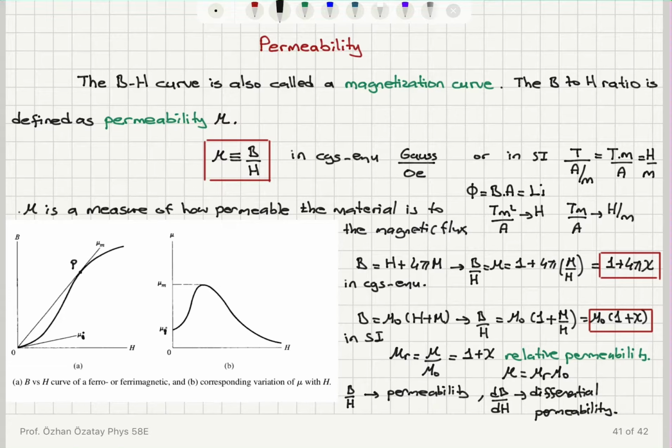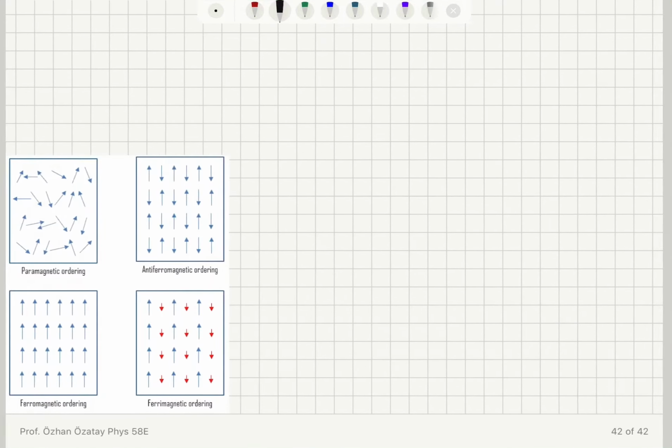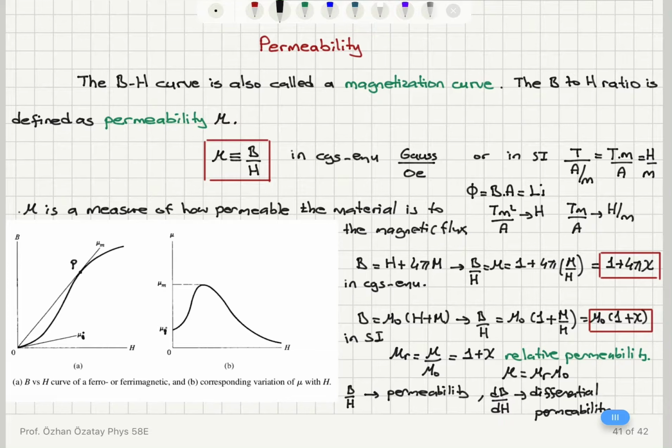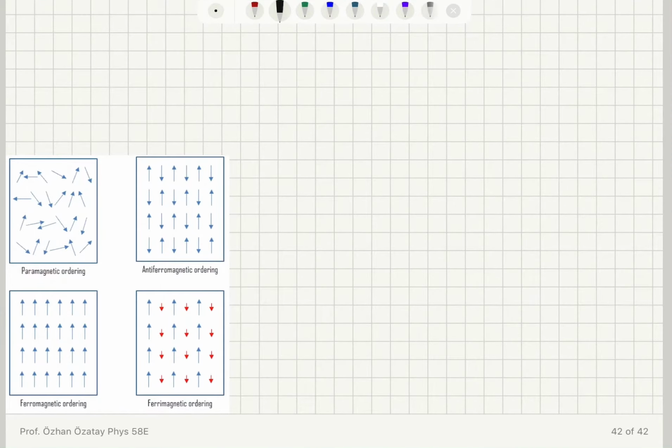Now, as a second remark, I would like to say that it's quite clear from here that mu is a function of H in ferromagnetic and ferrimagnetic materials. It depends on the magnetic field. And another remark I would like to make is that the value of mu is strongly structure sensitive.